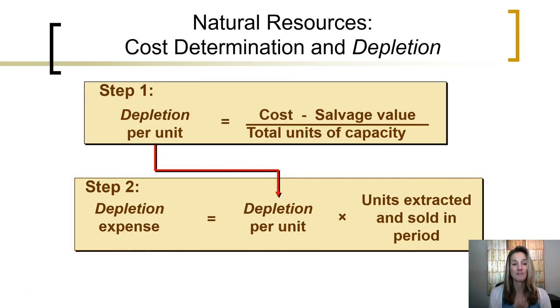So the first step after determining the cost is to calculate the depletion for each accounting period, and that is the natural resource original cost minus its salvage or residual value divided by the total units of capacity. That will give us the depletion rate per unit. Once we have the depletion per unit, we multiply that by the year's amount of the units extracted and sold during the period.